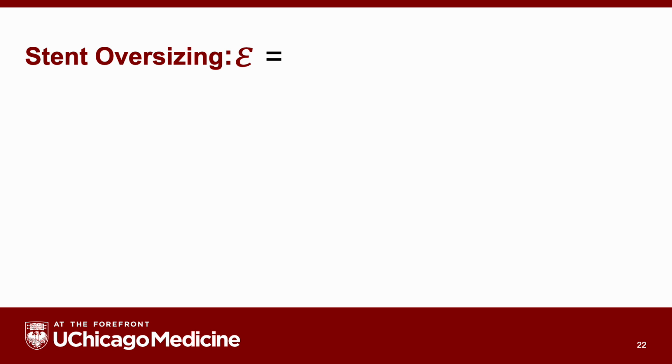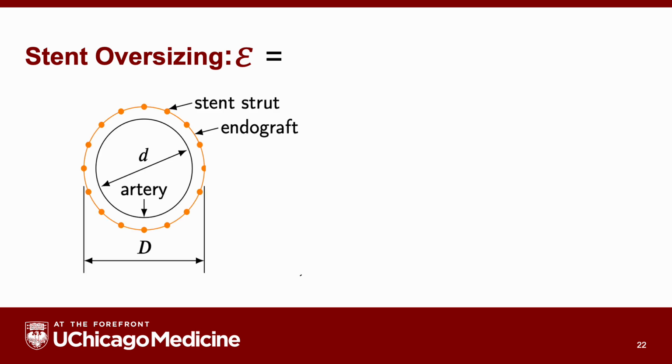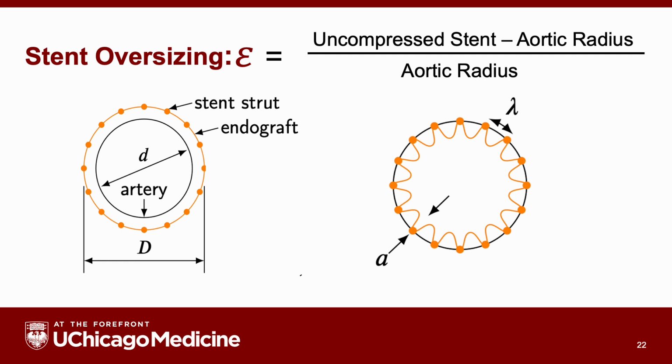First, let's consider the case where the uncompressed stent is idealized as a perfect cylinder. The stent is deployed into a smaller aorta to study the impact of stent oversizing, where the oversizing is the relative difference between the circumference of the stent and aorta. The corrugated pattern is simplified into a wrinkled pattern with well-defined wavelength lambda and amplitude A, both of which are dependent on how much the stent is oversized.